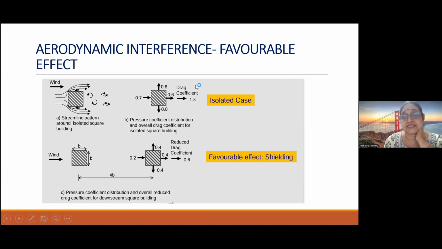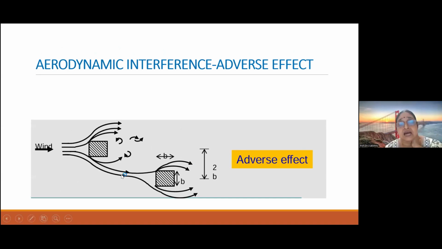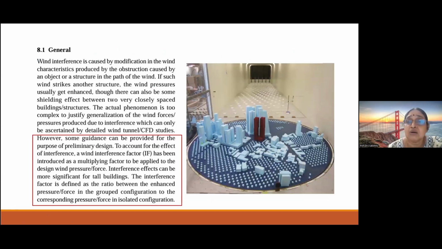But here you can see that the drag coefficient has reduced. That means this particular building, the first building, is shielding the wind, that is, shielding the second building. That is why the drag coefficient has reduced. But in the other case, it is just 2B away, but it has an adverse effect. If there is an adverse effect, that has to be taken into consideration. So how can that be taken into account for your design?